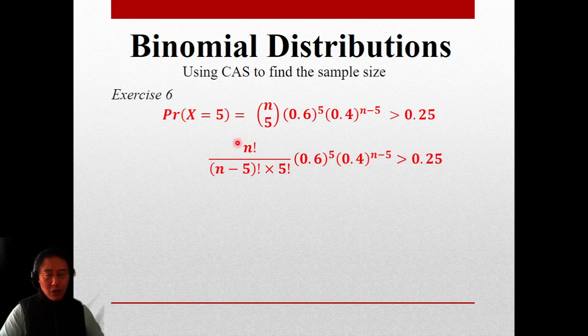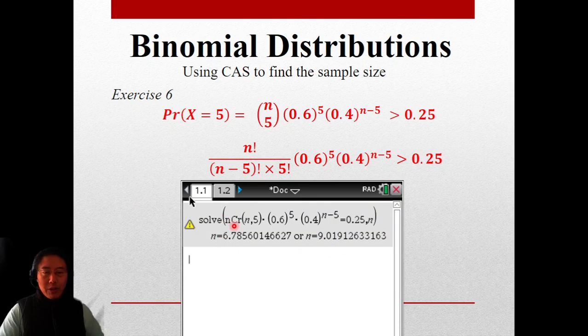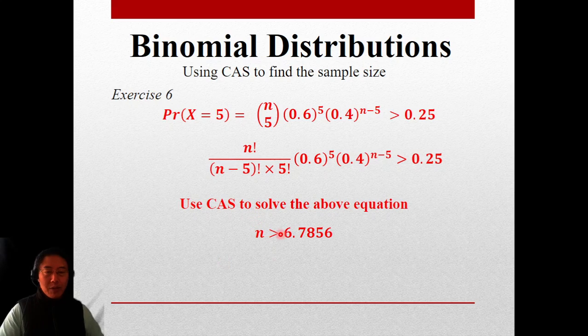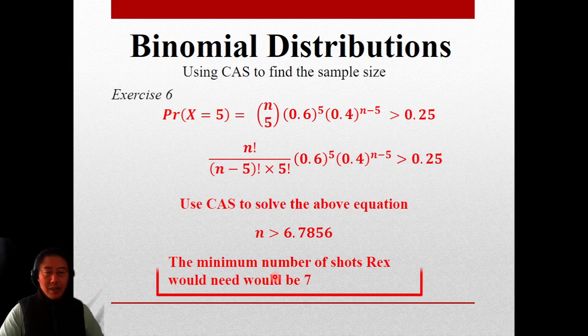Here we express our combination. We put it in the CAS as it is, so you use your solve function. You solve the equation, and that will give you the minimum value, which is the first one. Then you substitute into your inequation, so n has to be greater than that number. As it is a discrete value, the minimum number of shots will need to be 7.